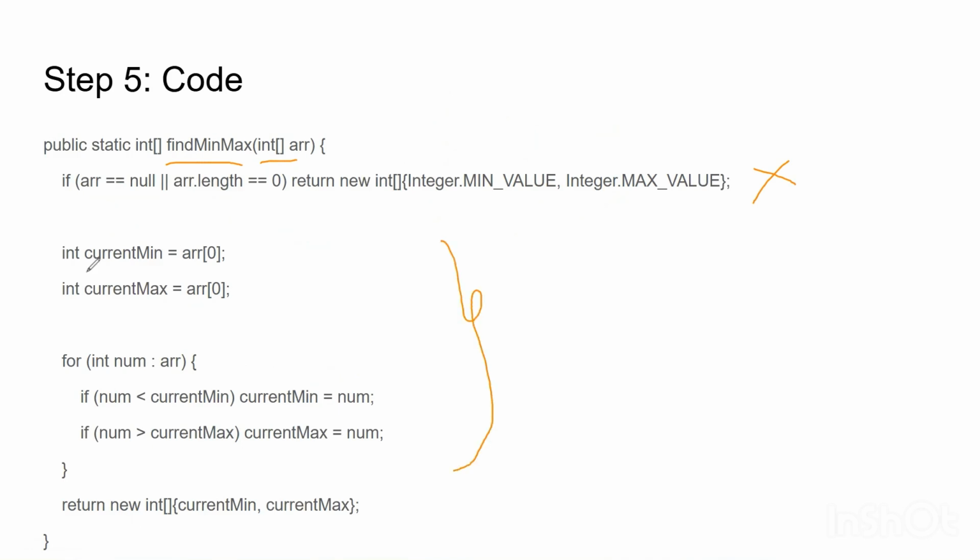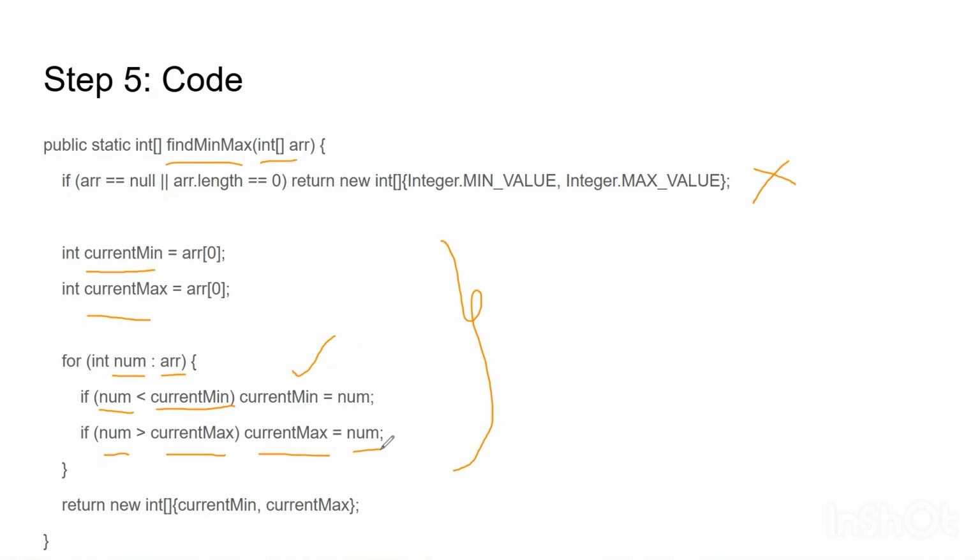So current minimum value, like discussed, will be the first element, array of 0. Current maximum value, again, array of 0. Now we are traversing the array. So for every num from this array, what are we checking? If num is less than the current minimum value, we update the current minimum value to num. If num is greater than current maximum value, we update the current maximum value to num. If not, the current minimum and maximum value will remain as is.